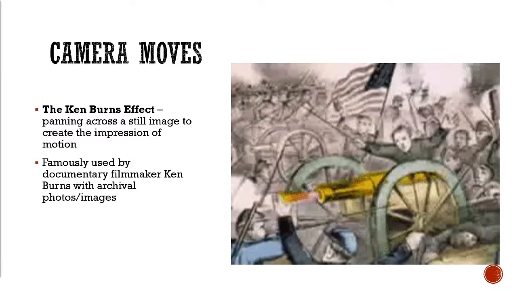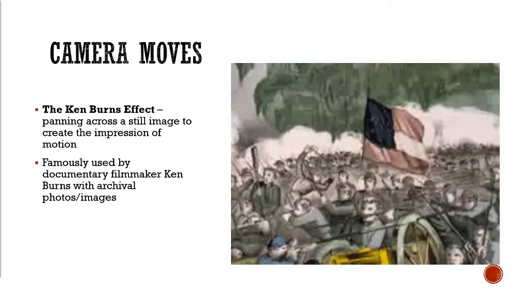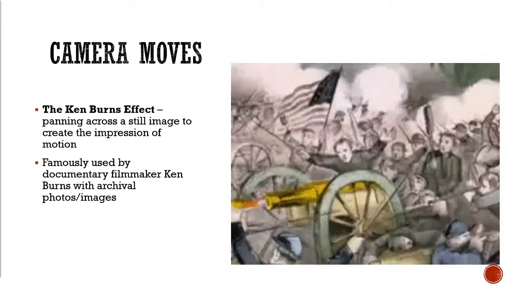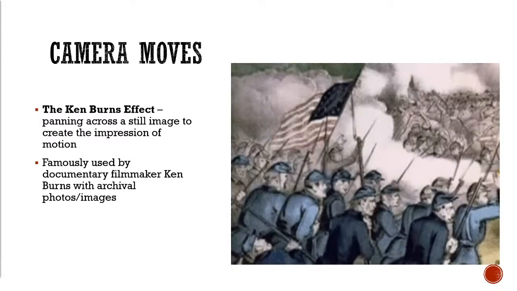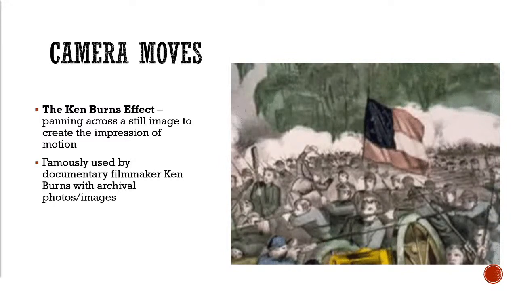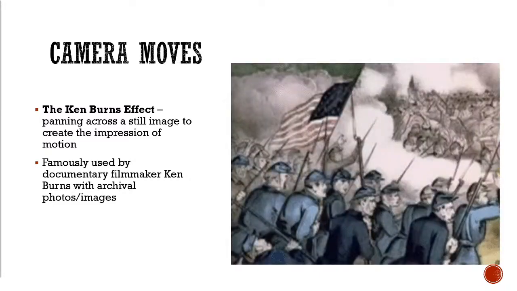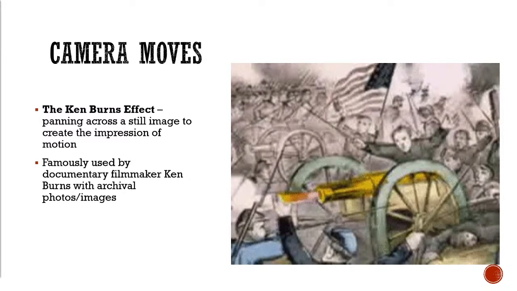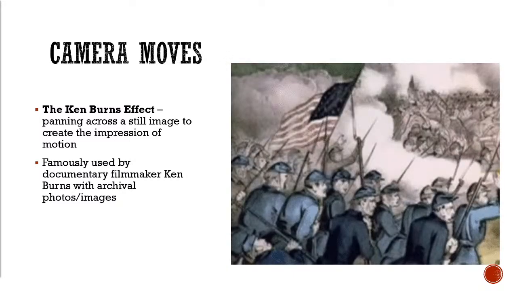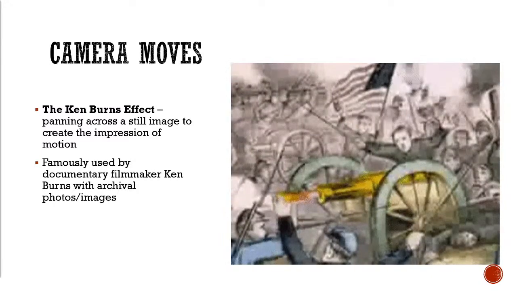And it's called the Ken Burns effect because it's famously used by documentary filmmaker Ken Burns with archival photos and images, especially in his documentary Ken Burns Civil War, to the point where I can hear this GIF. I can hear the dun dun dun dun dun dun dun dun dun dun. So that's a useful thing if you do have a still image and you want to get some motion out of it. You can do that. It's a useful little trick.